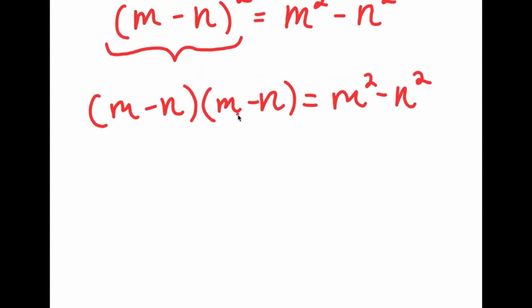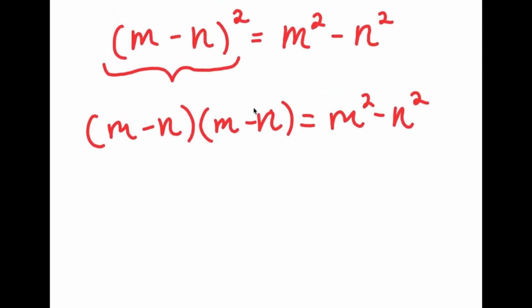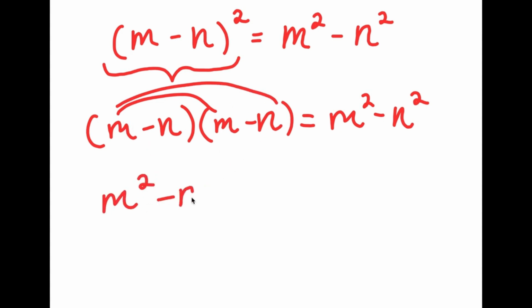Now from here, I'm going to expand this by multiplying these two. To multiply these two, I'm going to first start by distributing the m. M times m is m squared. M times negative n is negative mn. Now I'm going to distribute the negative n.